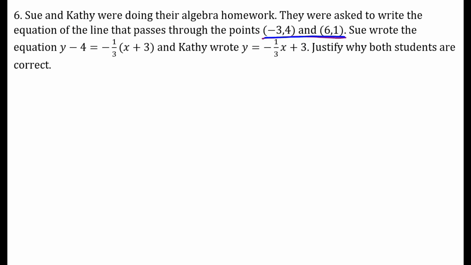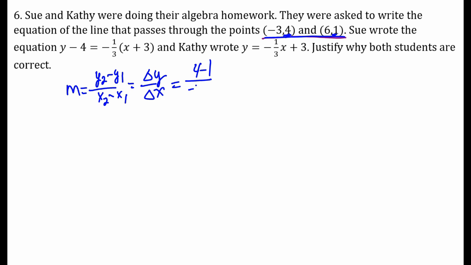Well, I'm going to pretend like I don't see their equations and find the slope. Slope is change in y over change in x. So I have 6. 6 is not a y value. Y value is change in y. 4 minus 1 over, what goes with 4? -3 minus 6. So this has a slope of 3 over -9. 3 over -9 is better known as -1/3. So my equation, Kathy and Sue's equation, should have a slope of -1/3.